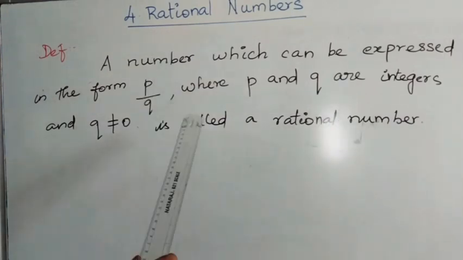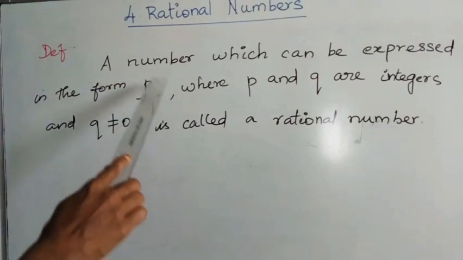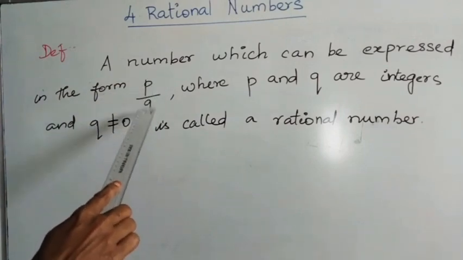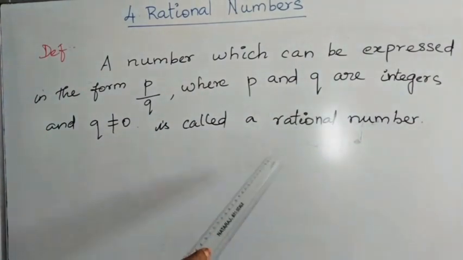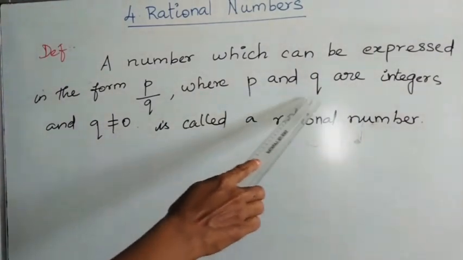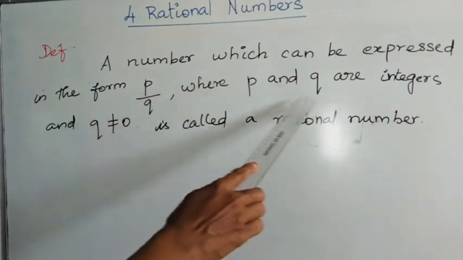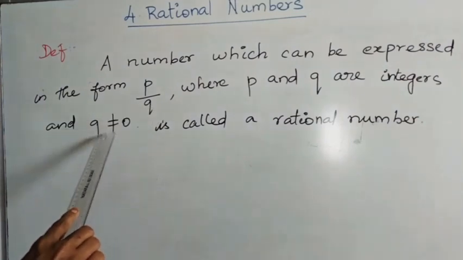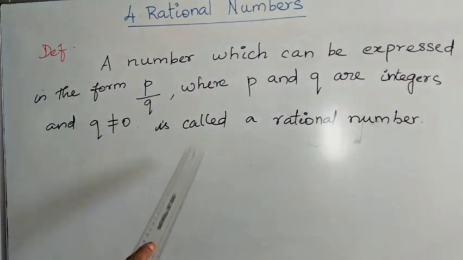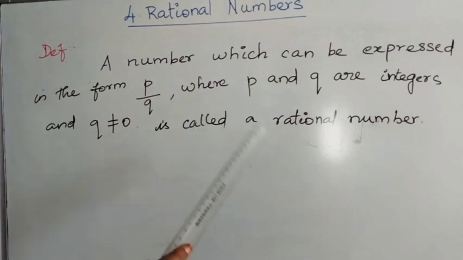So what is a rational number? It has to be in fraction format, in the format P by Q. And what kind of numbers should P and Q be? They should be integers. Okay, P is the numerator and Q is the denominator. What should this denominator Q not be? It is not equal to 0. Its value should not be 0. If it is 0, then it is not a rational number. That is the condition. So it is called a rational number.